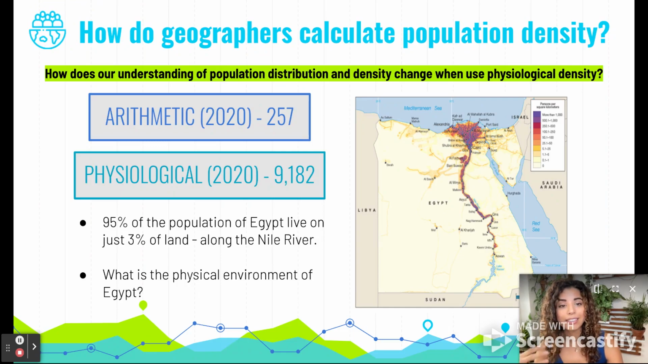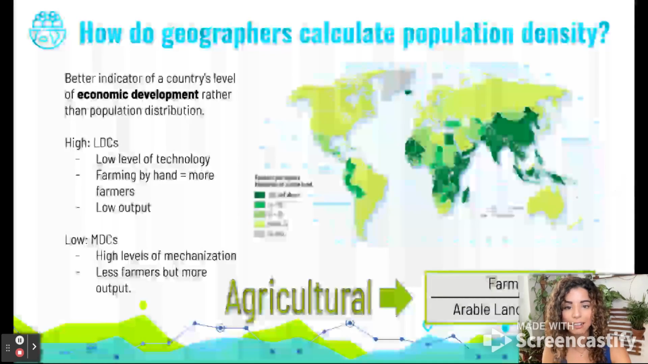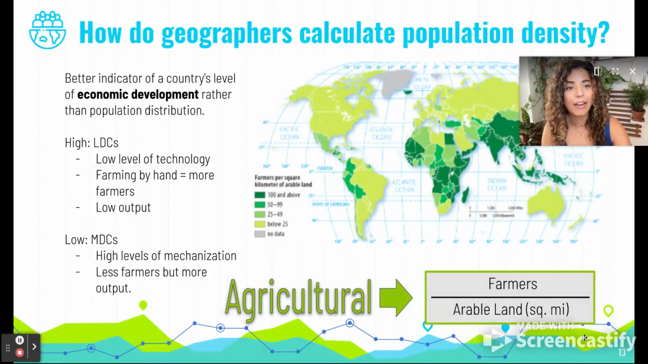That's significant. That's only 3% of the total land that they have. So in terms of what that says about the physical environment of Egypt, we see that a lot of it is uninhabited, right? And then that also has implications. If we think about it, a lot of this is desert landscape. The Nile does provide fertile soil. So this can tell you a lot about that difference between arithmetic and physiological, especially when looking at scales of analysis.